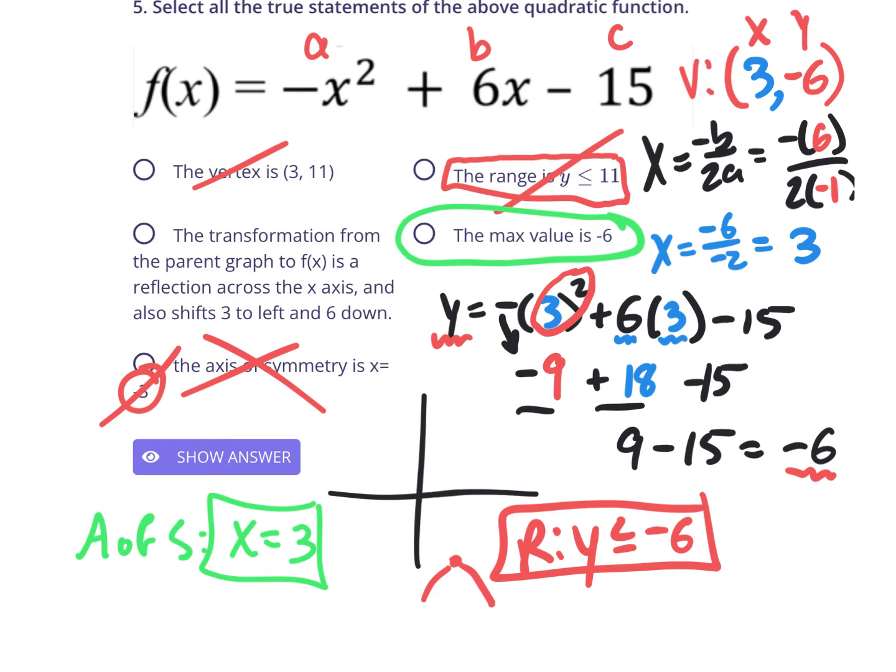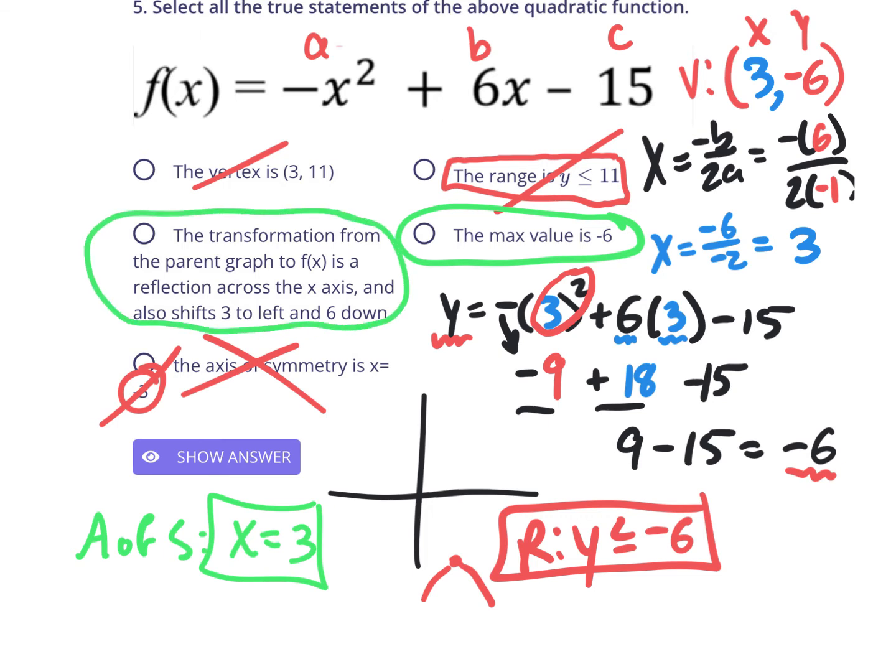This last one says a transformation from the parent graph is a reflection across the x-axis, definitely, the a value is negative, and also shifts 3 to the left and 6 down. Well, you can't see an h and k up here, but you do know that your vertex is the h and k, so these are your shifts. Obviously, to get to your vertex from the origin, you shifted 3 to the left and 6 down. And that's exactly what it says here, shifts 3 to the left and 6 down. So this one is also true.